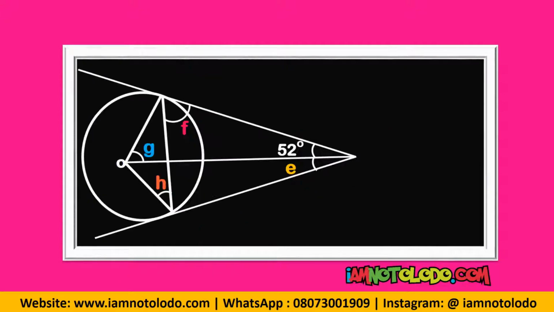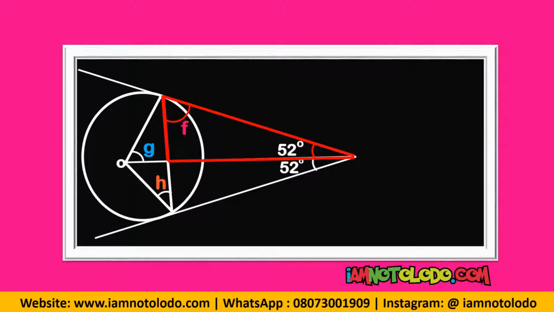You can see that the line is touching the circle and it is from an external point here. So it forms an angle here, which is 52 degrees. So that means E is automatically 52 degrees. So the next thing is to look at this diagram. This is a triangle, but it's a different kind of triangle. It's a right-angled triangle. So what this means is that this place is 90 degrees.